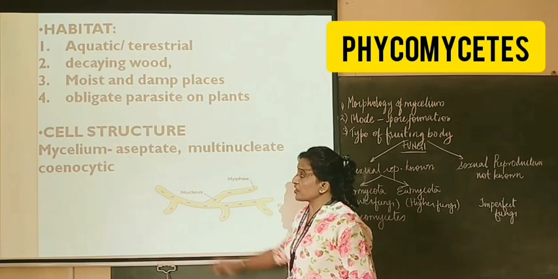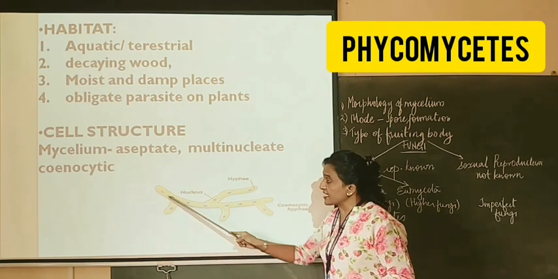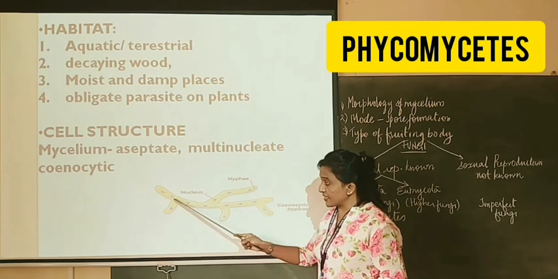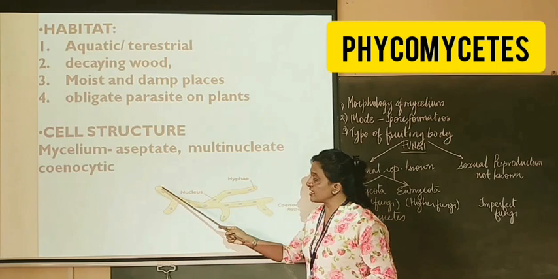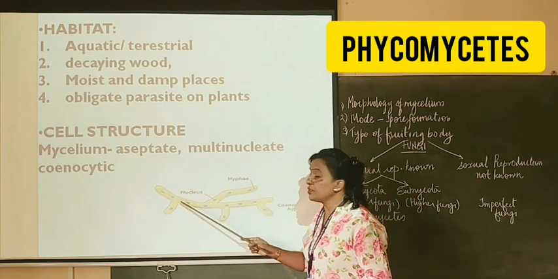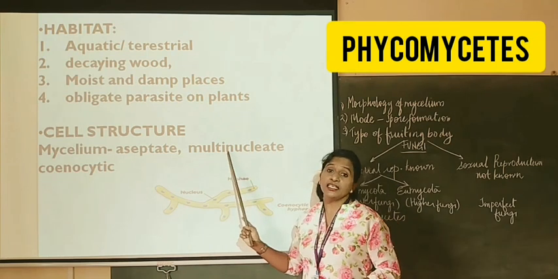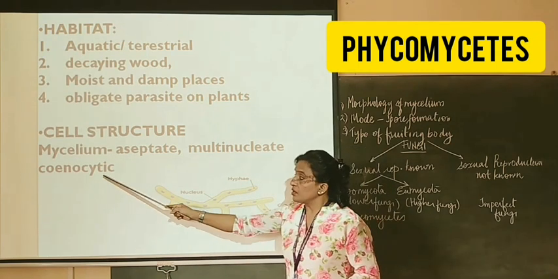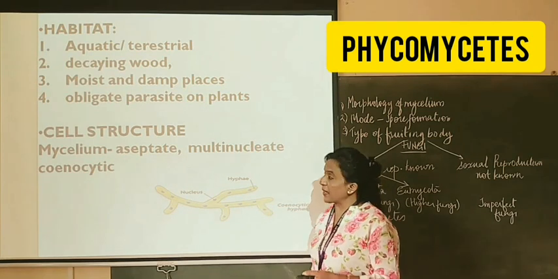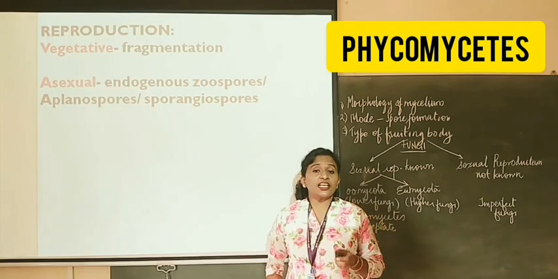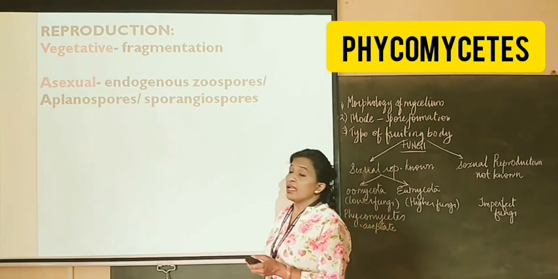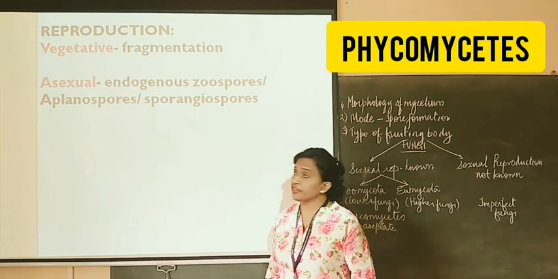About the cell structure, mycelia is aseptate. That means there are no cross walls present. So therefore, these mycelia will look like a tube having many nuclei. So therefore, it is multinucleated. So this mycelia is called cenocytic mycelia. Reproduction occurs in 3 different modes: vegetative, asexual and sexual mode of reproduction.